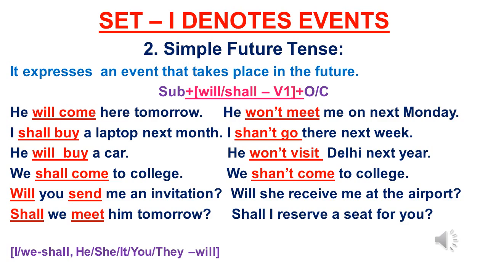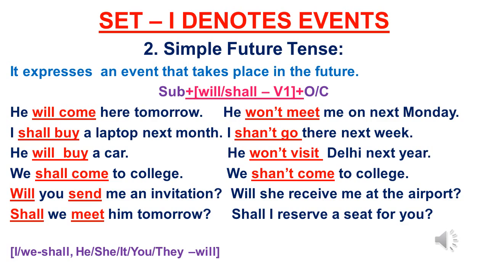He will come here tomorrow. He won't meet me on next Monday. I shall buy a laptop next month. I shall go there next week. He will buy a car. He won't visit Delhi next year. We shall come to college. We shan't come to college.